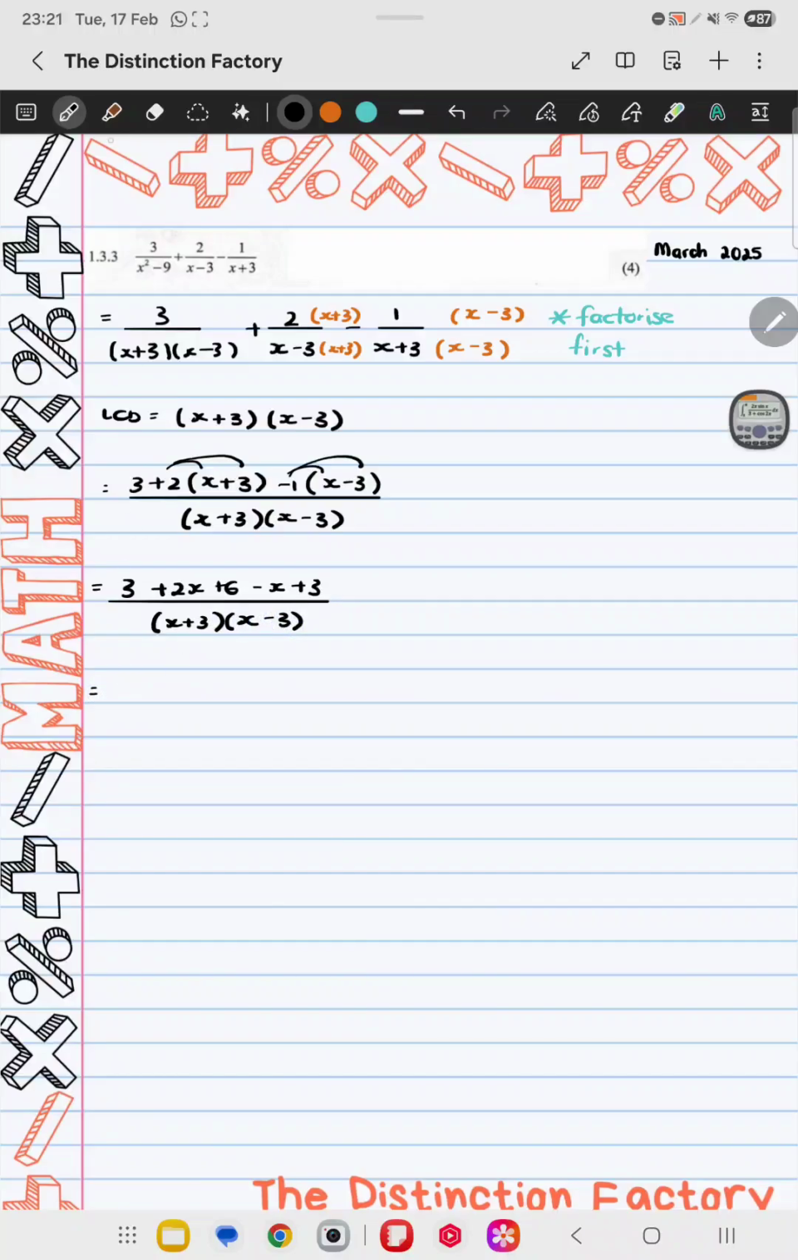From here, we can check for some like terms. So we've got a 3, a 6, and another 3. And we've got a 2x and a negative x. So adding up the oranges, I've got 3 plus 6, which is 9, and 9 plus 3, which ends up being 12. And then adding up the blues, I've got 2x minus x, which gives me 1x. And this will be all over my LCD, which is x plus 3, x minus 3. And we can keep our answer in that form. We don't need to get rid of the brackets in the denominator.